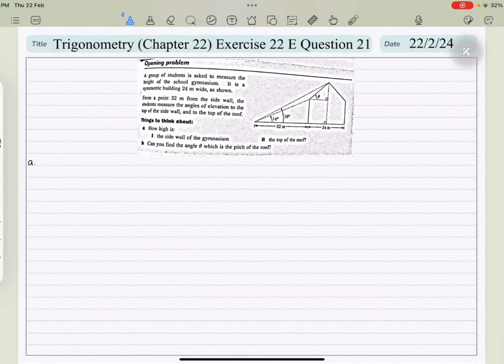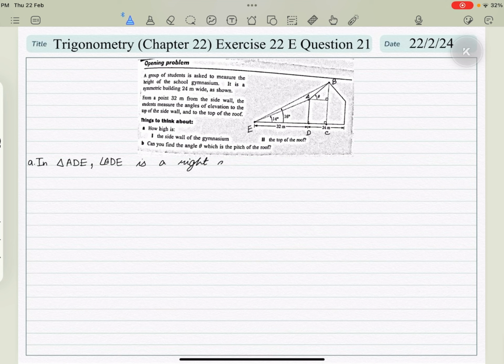So we can start by looking at the first thing, that is the side wall of the gymnasium. We can label this A, this B, this C, D and E. So we can say that in triangle ADE, angle ADE is a right angle.